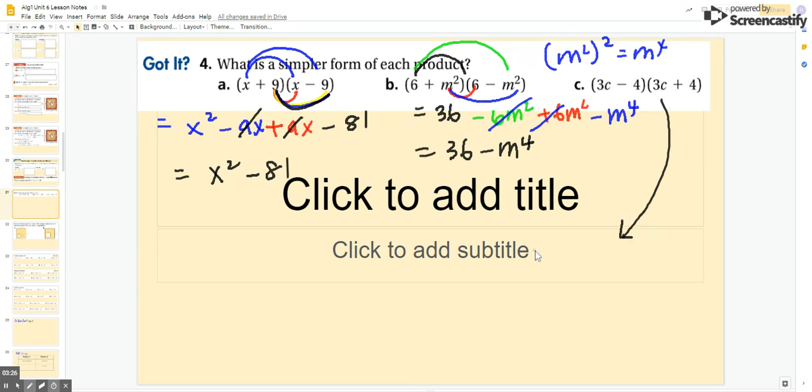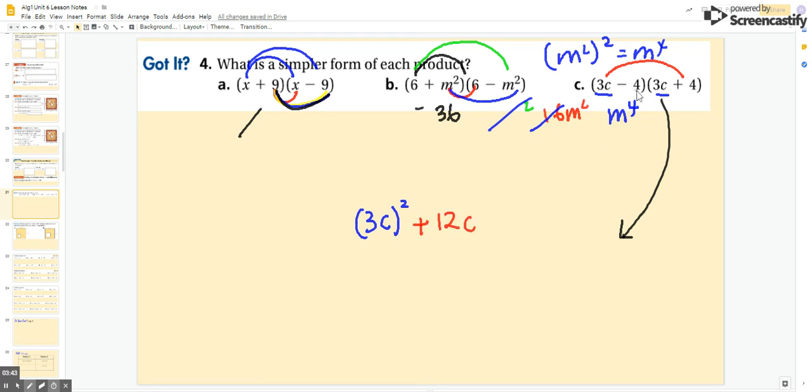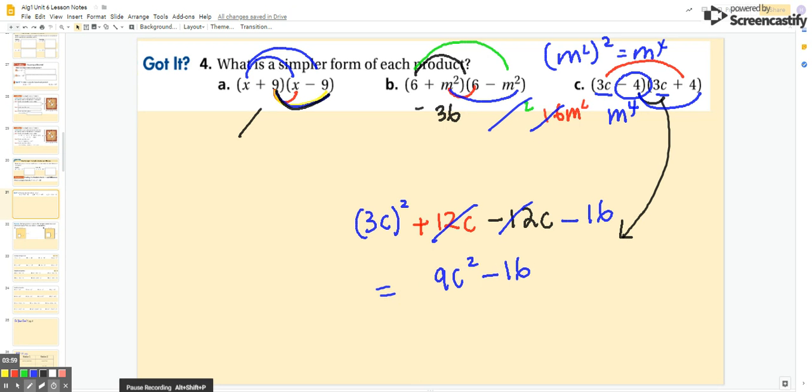And this one, so first term, let's do FOIL, 3c. You multiply 3c twice, and outside plus 12c, and inside minus 12c, and last negative 4 times 4, which is negative 16. So this will be gone. So the answer is going to be 9c squared minus 16.